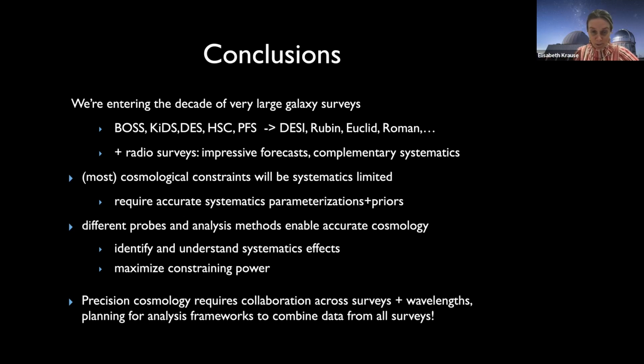First, between different probes within the same survey, and then, as a next step, between different surveys. This joint analysis will allow us to first identify and understand systematic effects, and then afterwards synergize to maximize constraining power in a full joint analysis.